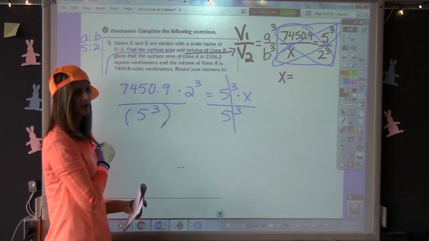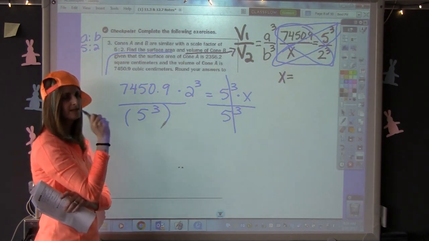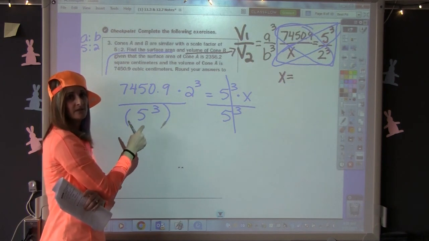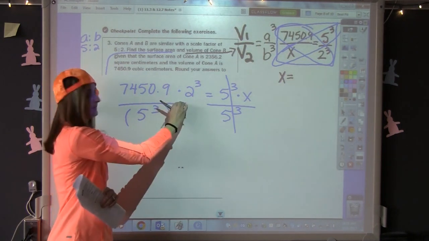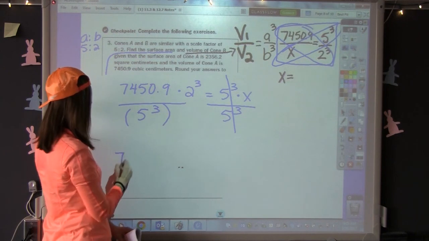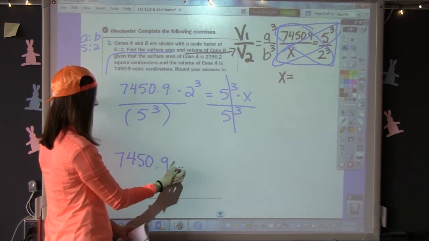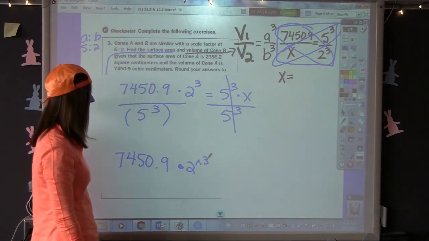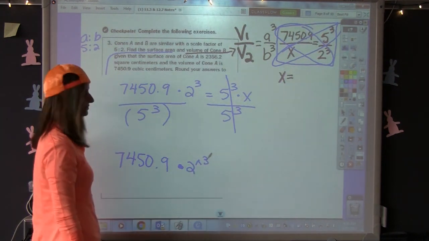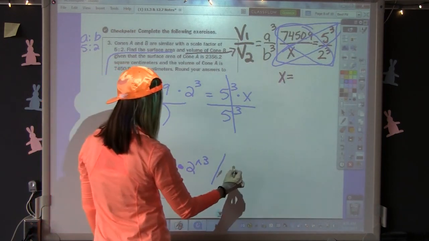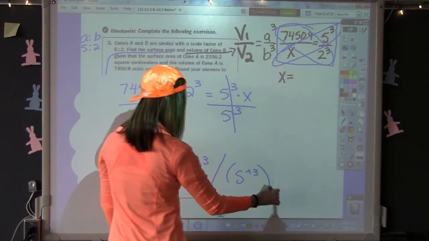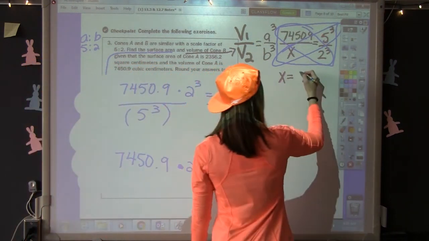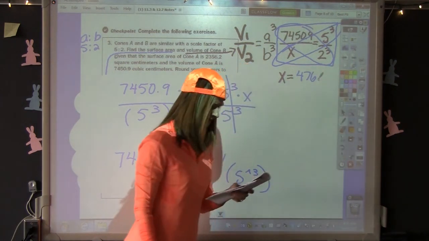My guess is this is 2 cubed, which means 2 times 2 times 2, and this means 5 times 5 times 5. So when you divide by 5 cubed, you're dividing that entire thing by 5 cubed. It doesn't really matter how you put that in. What do you get? 476. Yes, that is correct. 476 point what? 86.